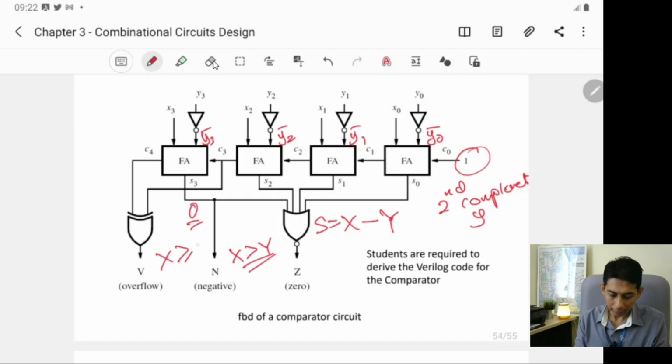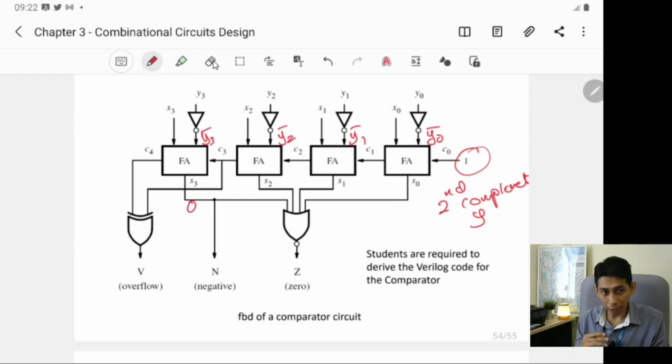x equal to y, or maybe greater than y. So you need to check whether x equals y or not. So how to check? Easy. You check whether the result is 0 or not. So how to know that the result is 0 or not?